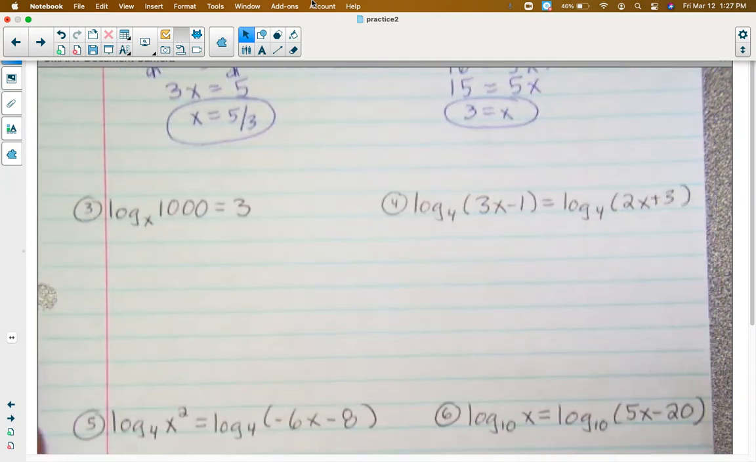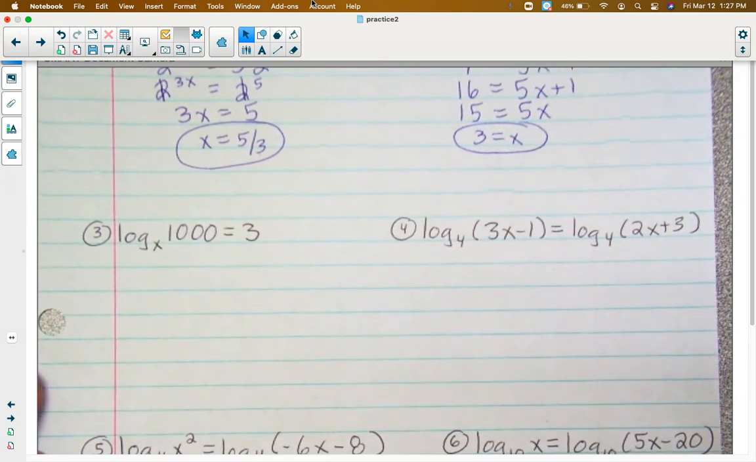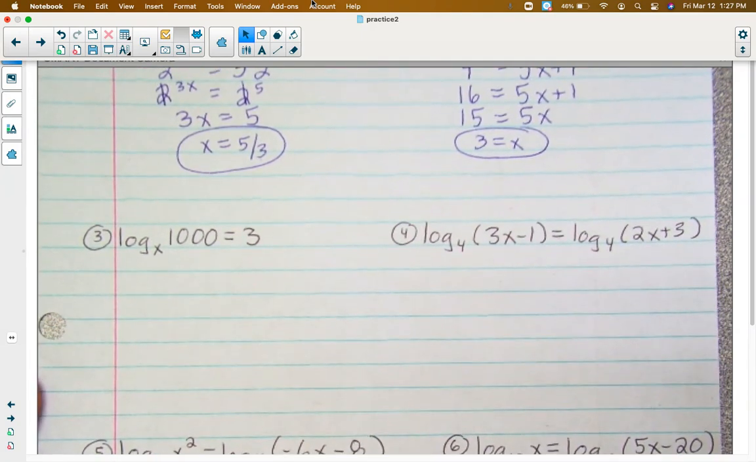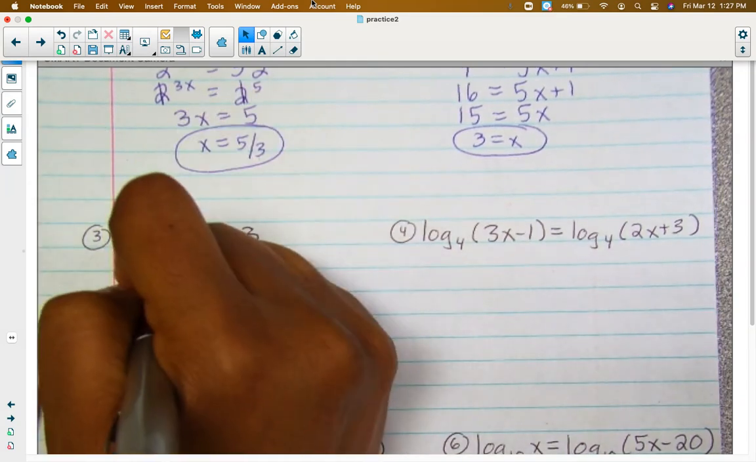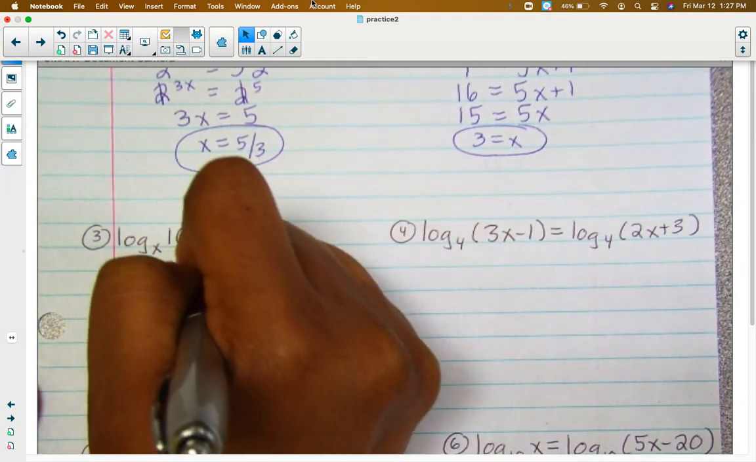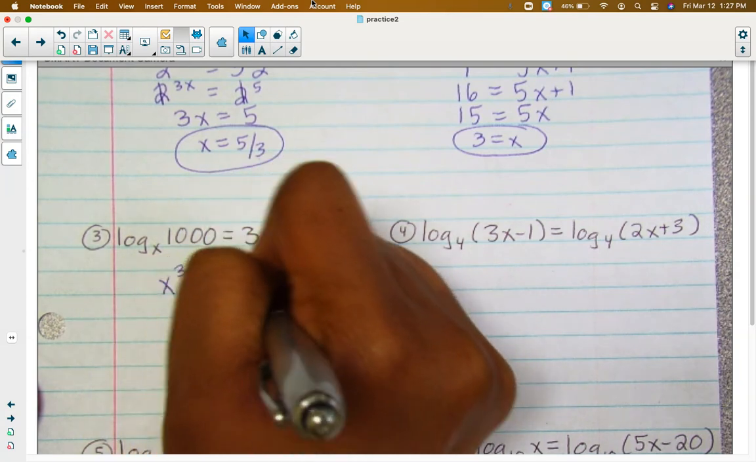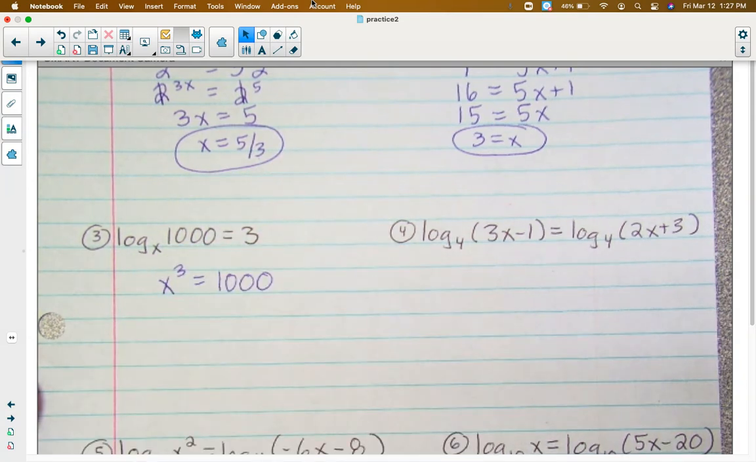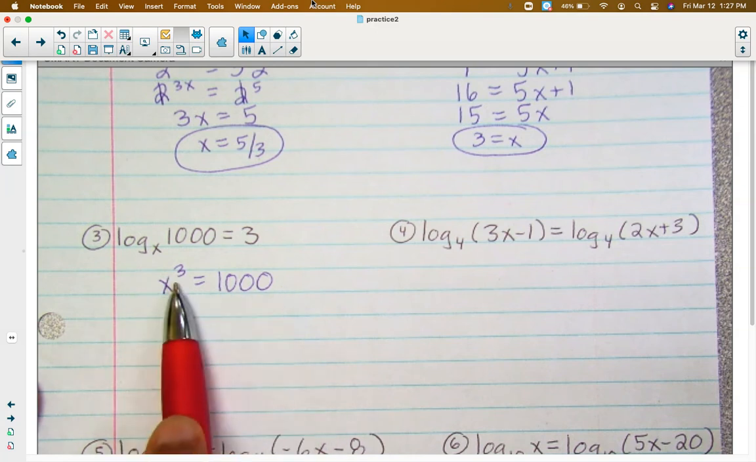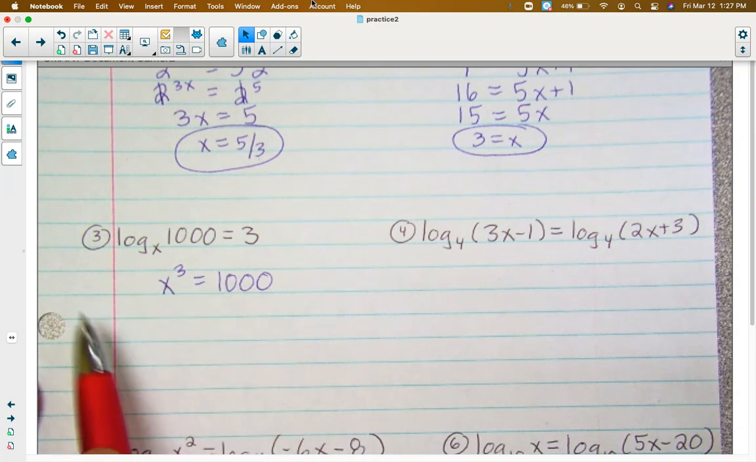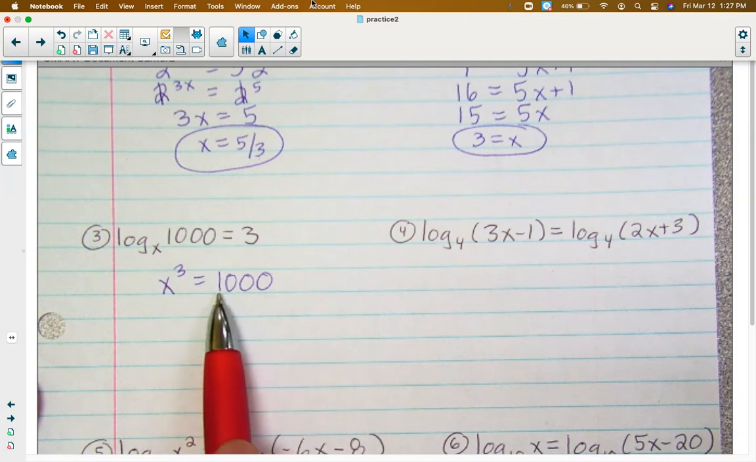All right, number 3 and 4. Number 3, log base x of 1,000 is equal to 3. Put it in exponential form. x to the 3rd equals 1,000. So we need to find the cube root of 1,000. So some number times itself 3 times gives us 1,000.